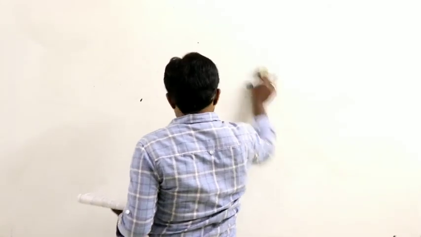Electric field on the surface. On the surface means E equals 1 by 4 pi epsilon naught q by r square. So next problem.